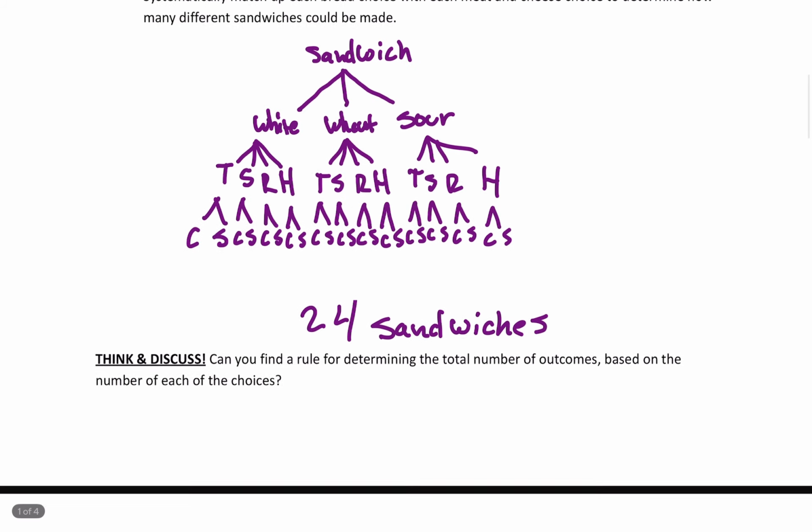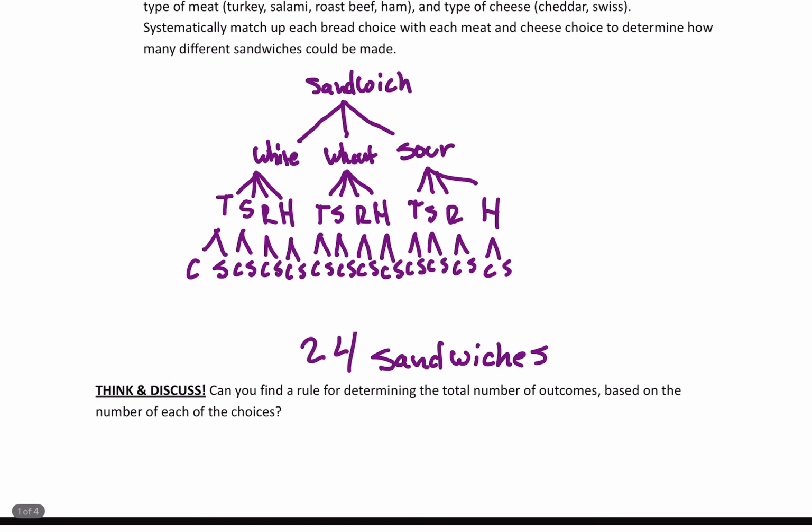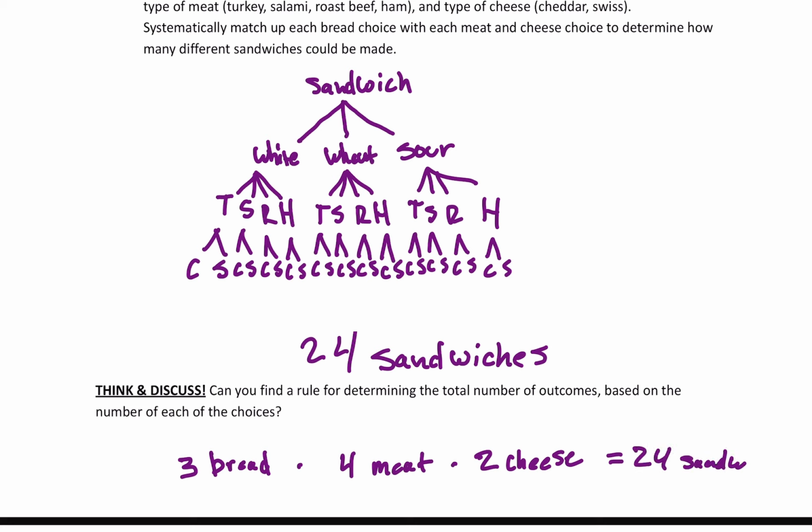So now we've got to see if we can find a rule for determining the total number of outcomes based on the number of each choice. Well, we know that we've got 3 different types of bread. And we know that we've got 4 different types of meats. And we know that we've got 2 different types of cheese. And if we multiply those together, we actually end up with 24 different sandwiches.